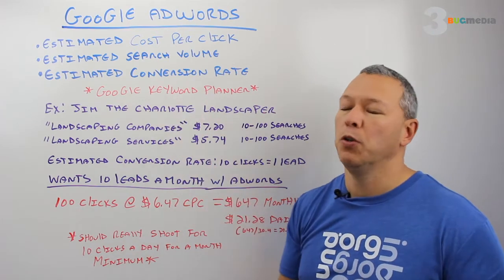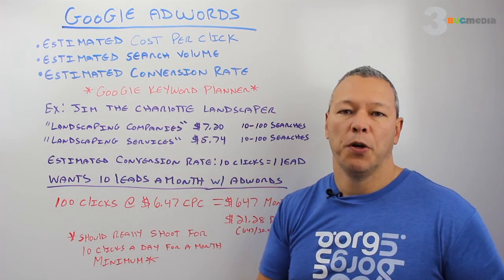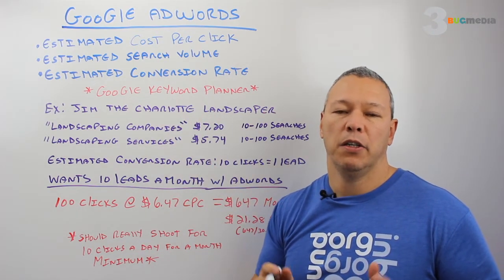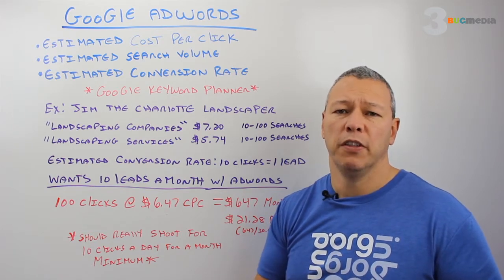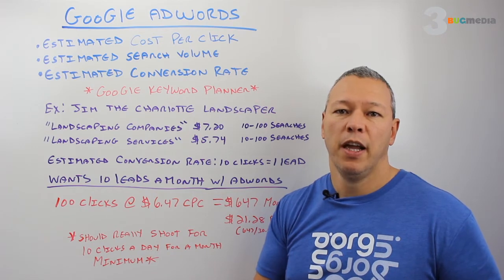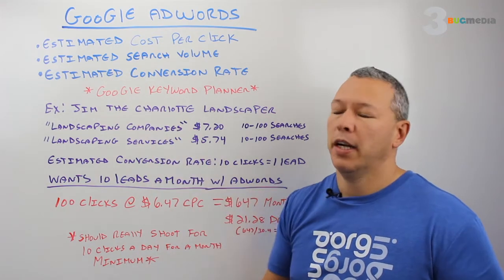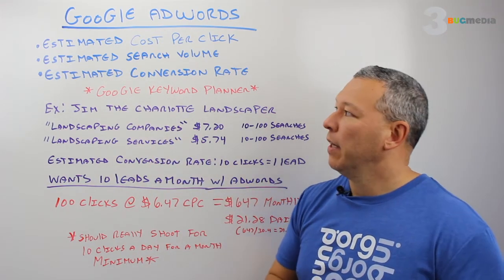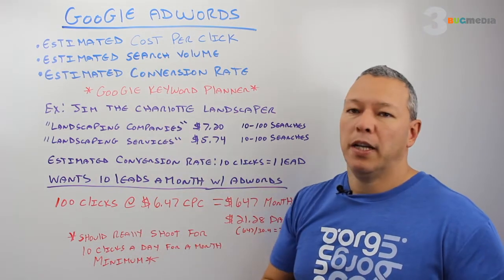And we're going to use the Google Keyword Planner to do that. I'm going to add a link down in the show notes so you can go visit that. It's a pretty easy tool to use. It's inside Google AdWords, it's free, and it'll give you a lot of this data that we're going to talk about in a minute. So first thing we need is our estimated cost per click.